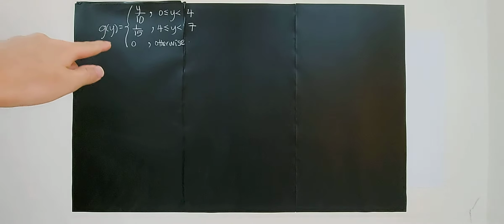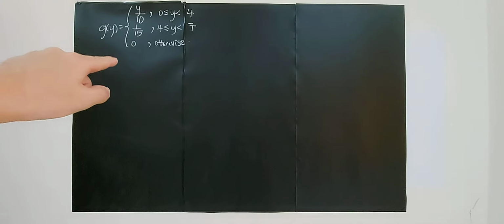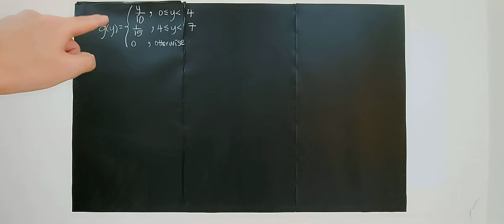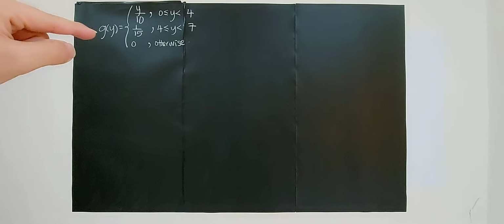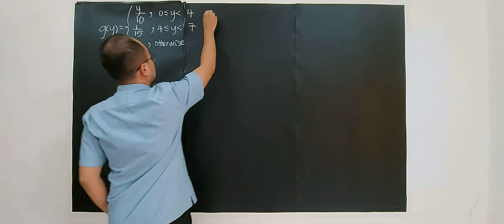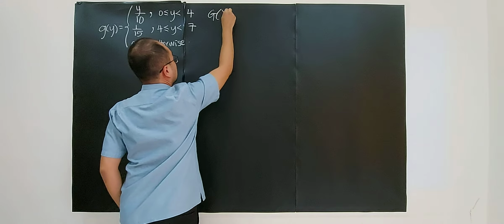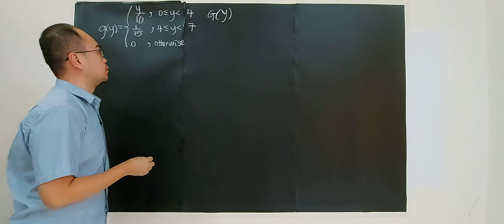Hi, in this video again I want to show you how to find the cumulative distribution function. This is the probability density function, a small letter g, which represents the probability density function for the continuous random variable y. For this I need to find the cumulative distribution function for this probability density function, which refers to the capital letter G(y). So I want to find the cumulative distribution.